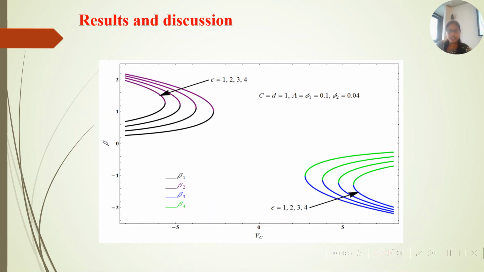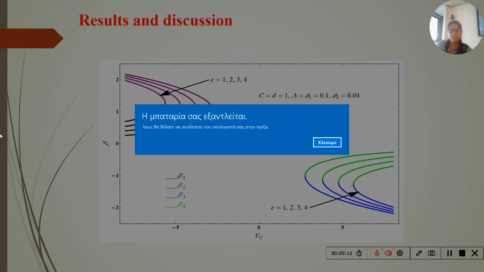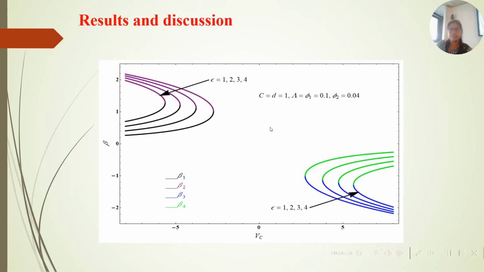Then we come to the result and discussion part. This graph represents the solution domain versus mass transpiration for various values of the porous medium parameter. By using this graph, we can analyze four roots: two are real roots and two are imaginary roots. Here we observe that for the roots beta 1 and beta 3, the solution domain increases as the porous medium parameter increases, but for the roots beta 2 and beta 4, it decreases.